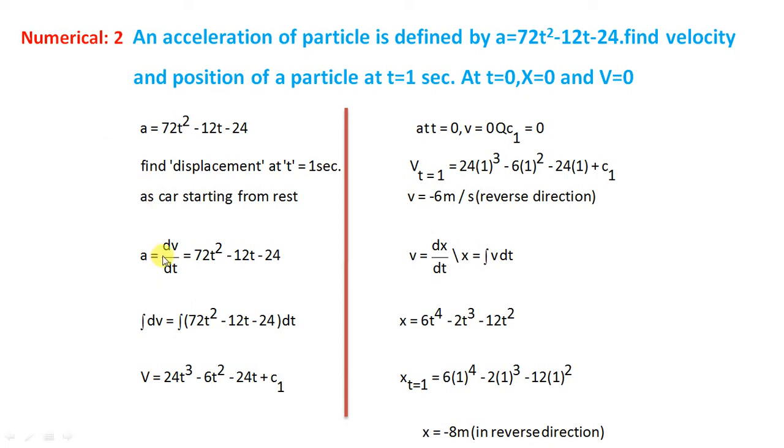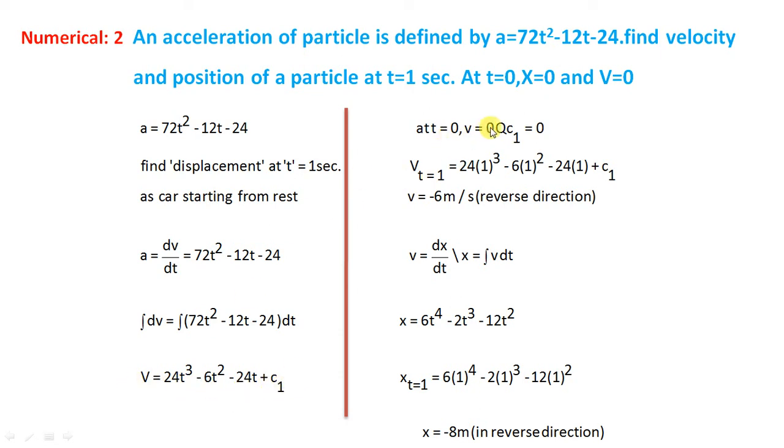So a is given. What is a? A is nothing but dv by dt. If you integrate the equation of a, you will get the velocity. So integrating both sides of this equation, integration of 72t square minus 12t minus 24 dt, you will get v is equal to 24t cube minus 6t square minus 24t plus c1. As you know, the integration of t square is t cube by 3. So 72 divided by 3, that is 24t cube. Like that I have solved this, plus c1.